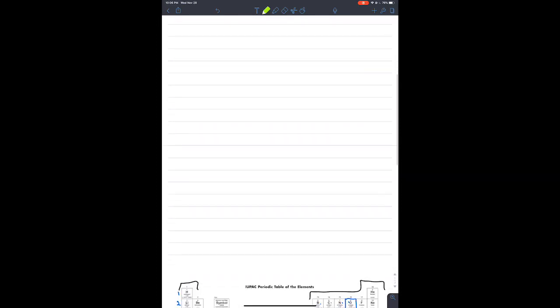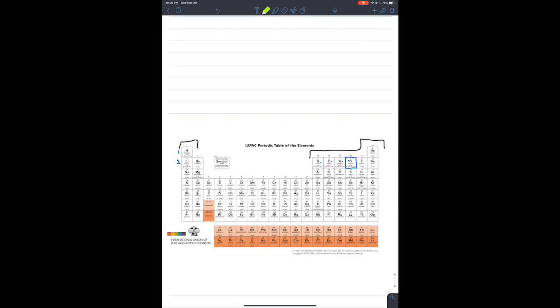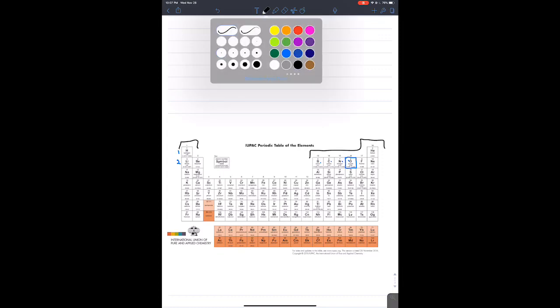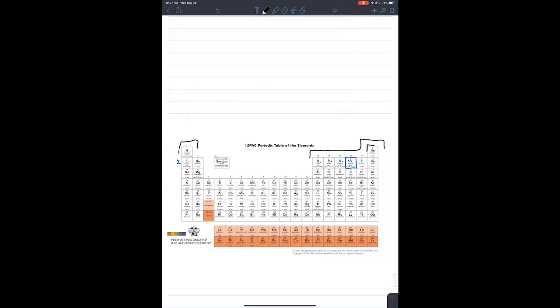Now everything wants 8. We talked about the octet rule. So oxygen wants to have an electron configuration like neon. It wants to have 8 valence electrons. Every element on the periodic table wants to have the same electron configuration as the nearest noble gas. They're all envious of the noble gases. If you don't remember where the noble gases are, it's this whole group right here. Helium's the exception. Helium only has 2 valence electrons. The rest of them have 8.